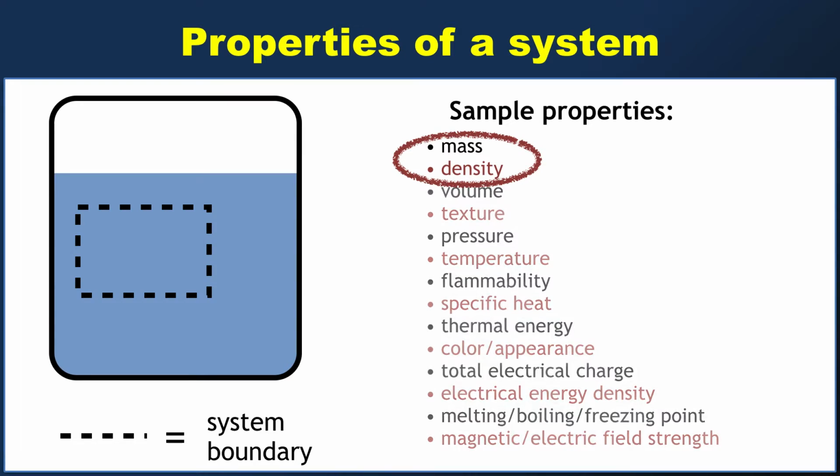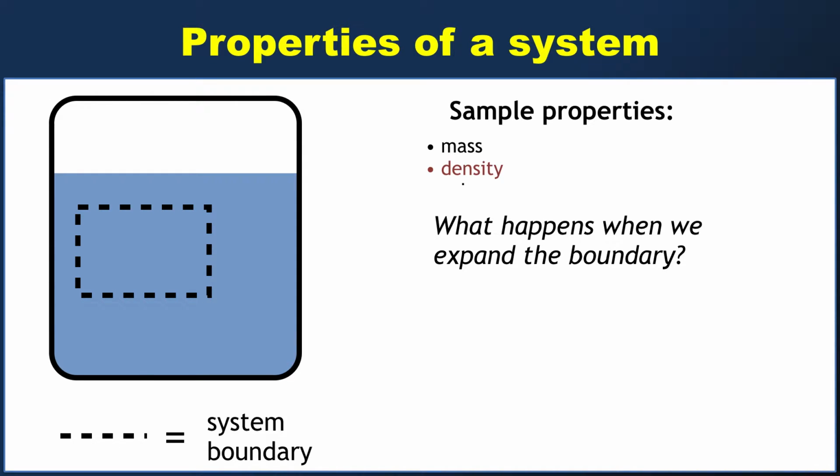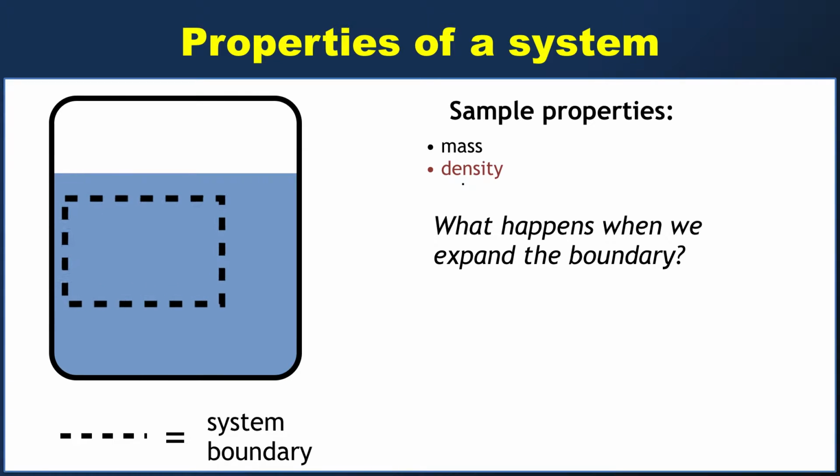So if we get rid of all the others, we can ask ourselves a very simple question. What happens if we change the system boundary? Does the mass increase or decrease? Does the density increase or decrease? Well, let's try it. Let's make our system bigger. What happens when we expand the boundary? Make the rectangle larger. Well, clearly we now enclose more of the fluid, so the mass has to increase.